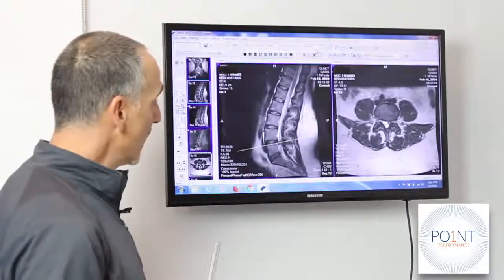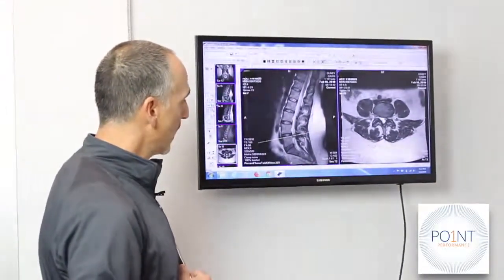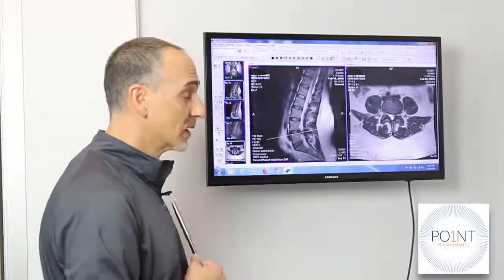So this is an example of the lumbar spine or the lower back and its relevant anatomy, and one example of what can go wrong with an intervertebral disc.